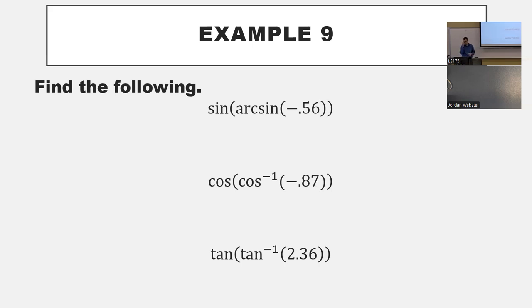If I do that with tangent, tangent of tangent inverse 2.36, I get back 2.36. So if you hit it in this way, where the interior function is the inverse trig function and the exterior function is the trig function, as long as I have legitimate values in the domain, it does give me the identity. Right?